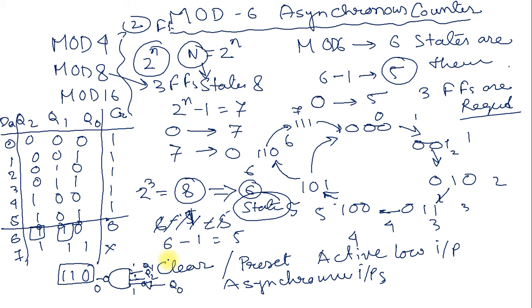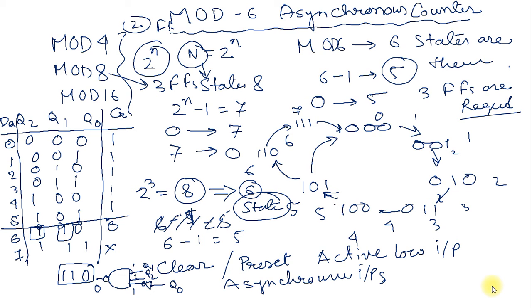We can get this mod 6 counter, or we can formulate the logical expression of the clear. By using the K-map from this truth table, we can get the logical expression of clear. From this logical expression, we can design the circuit of the clear, so that we give the input to the clear and the 3-bit counter acts as a mod 6 counter.